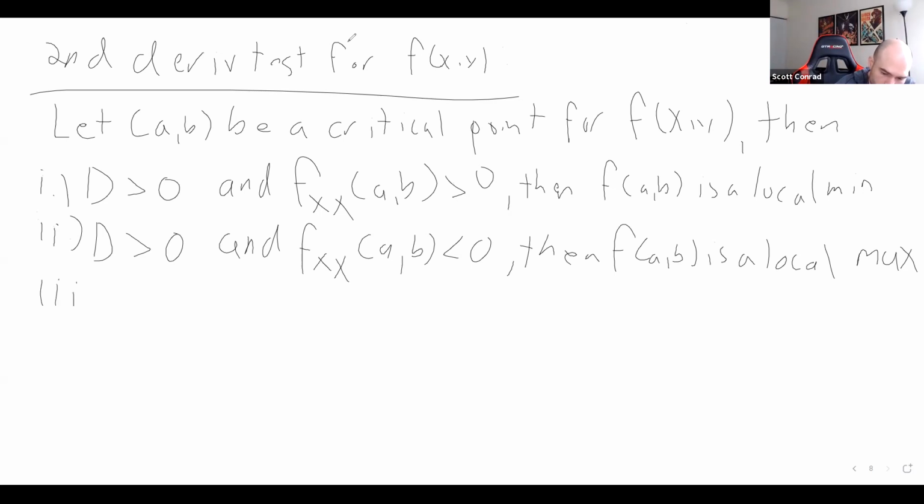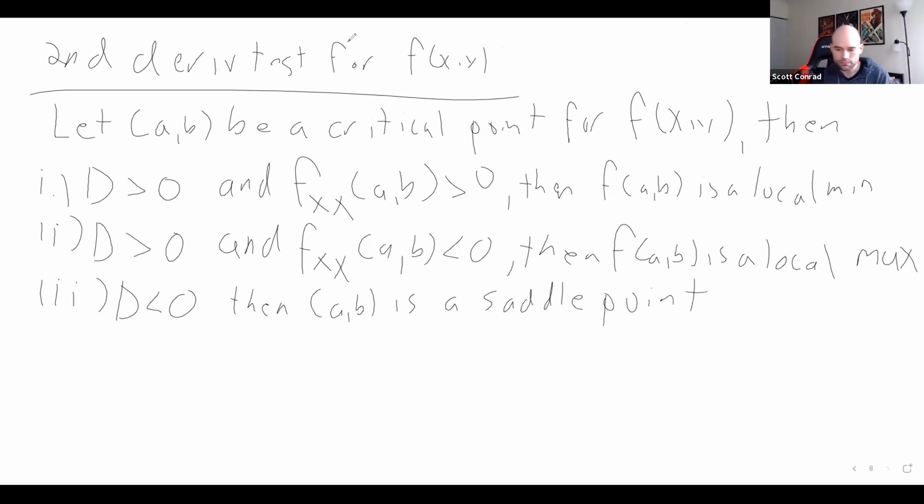If you check the discriminant and you see that it's negative, then we know we have a saddle point. No need to check f sub xx in that case. And this won't tend to happen for the stuff we're going to give you, but it could turn out that the discriminant is 0. In that case, it's inconclusive. It could be anything, local min, local max, or neither.